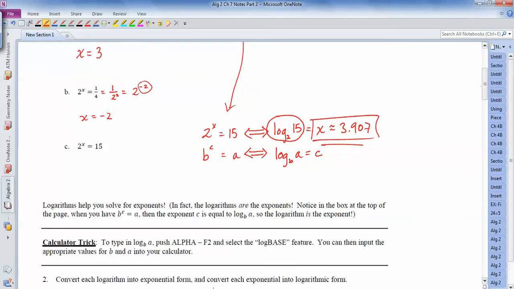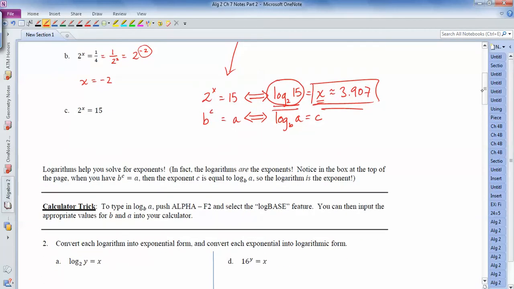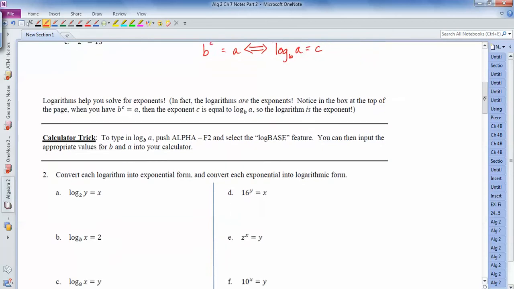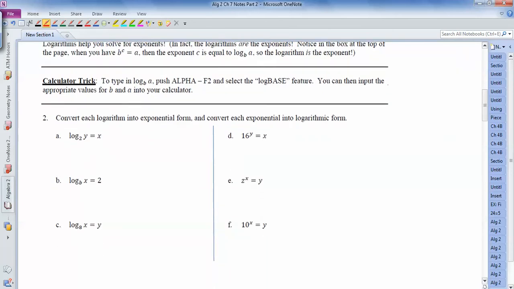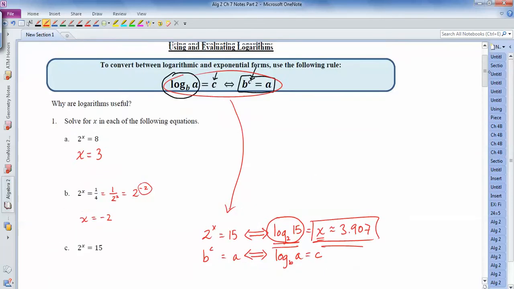Okay, so logs help you solve for the exponents. And in fact, the log right here, that is the exponent. X is the exponent. So the log is actually a complicated way of writing an exponent. Then there's the calculator trick for how to actually write the log. And then let me rewrite that rule one more time down here.